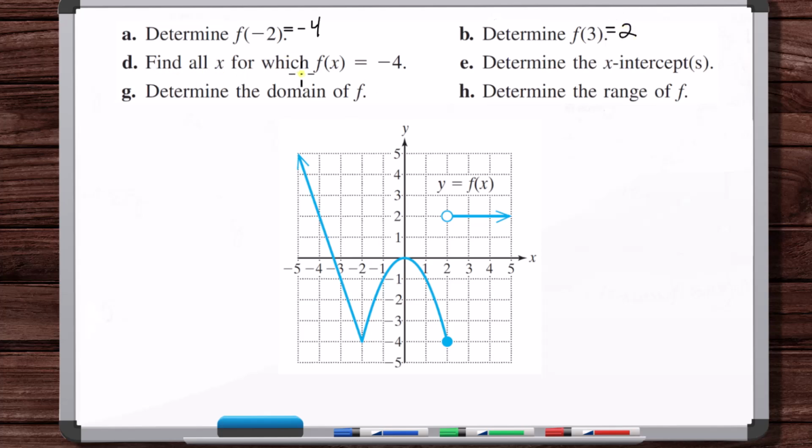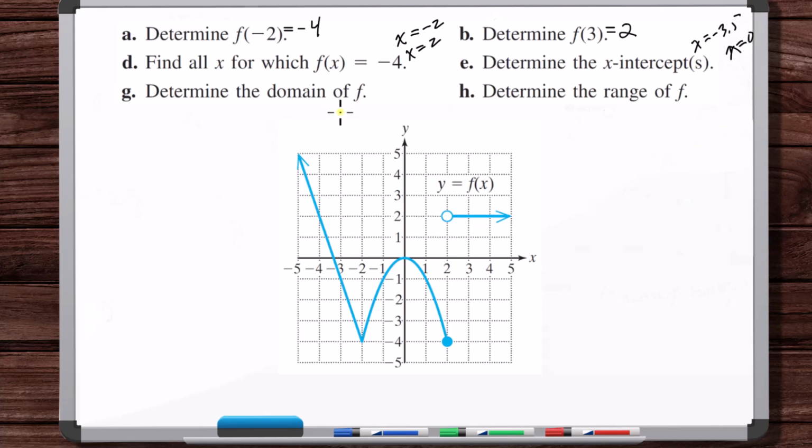Find all x for which the function equals minus 4. There can be multiple x's that correspond to the same output. That's fine. And we can see there's 2. So x is equal to minus 2 and x is equal to 2. Determine the x-intercepts. There can be multiple x-intercepts. Let's see. We've got minus 3.5, 0, and that's it. So x is equal to minus 3.5 and x is equal to 0.